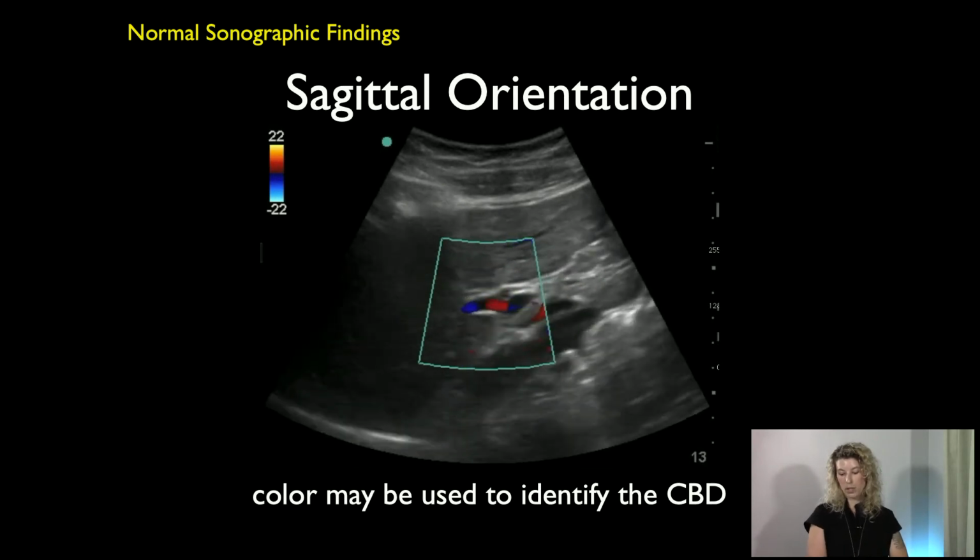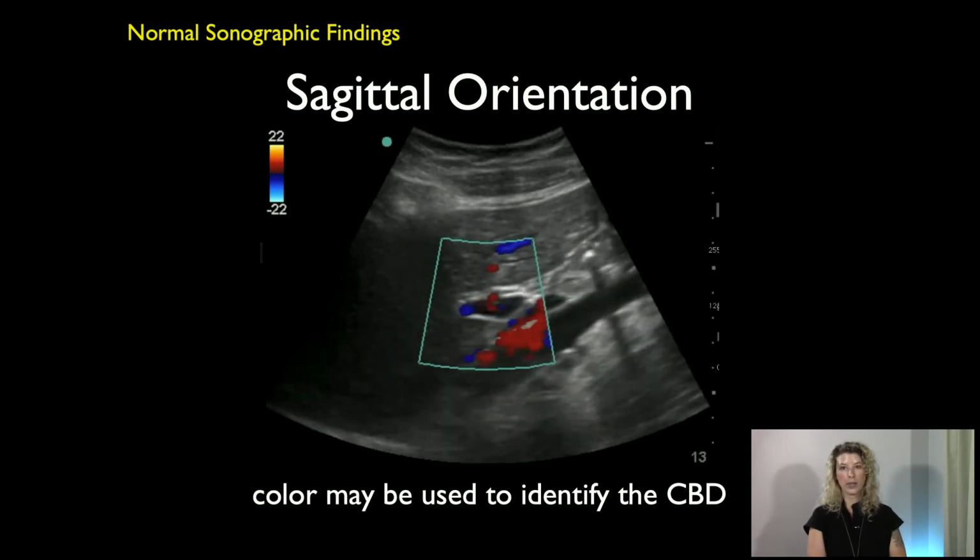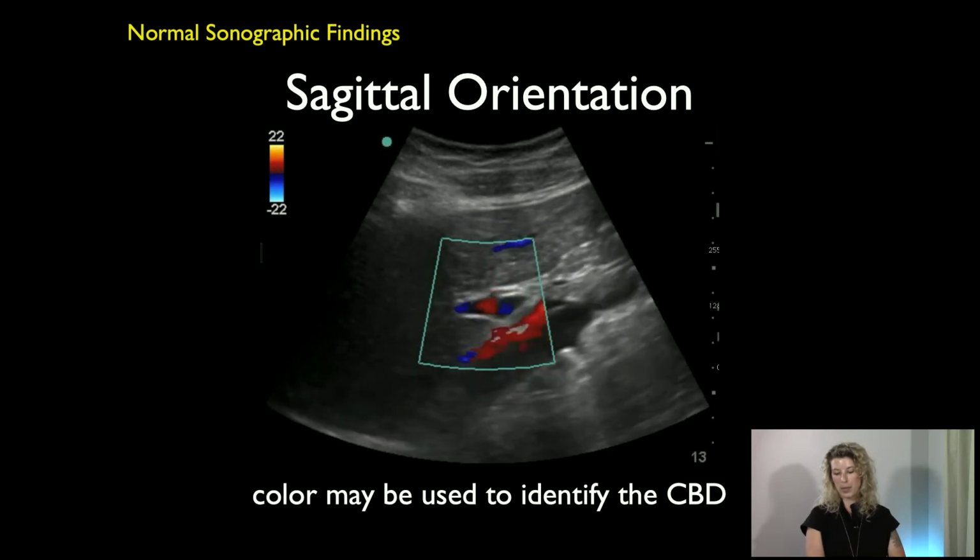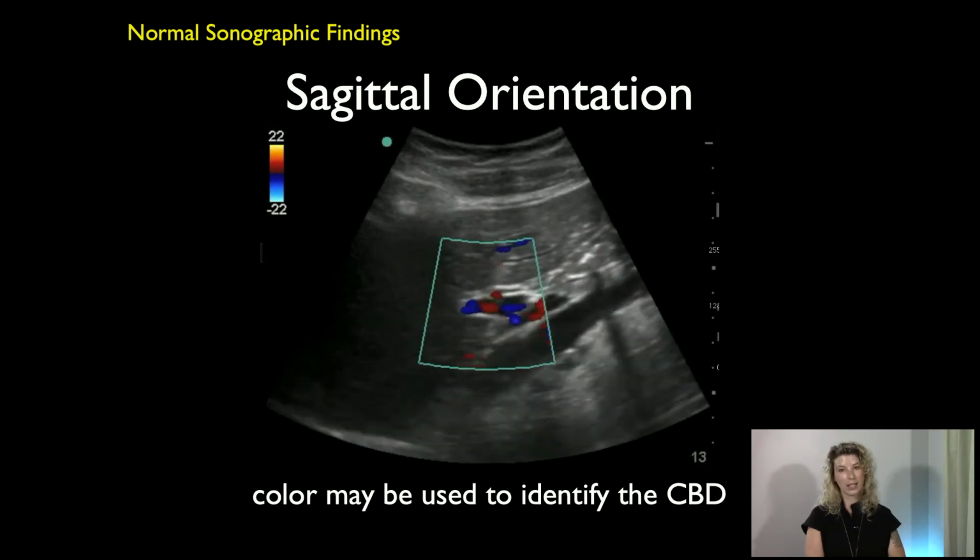Here is a clip with some color thrown on. This is the top configuration that we saw on that slide, the most common, where you have the hepatic artery transecting the common bile duct.